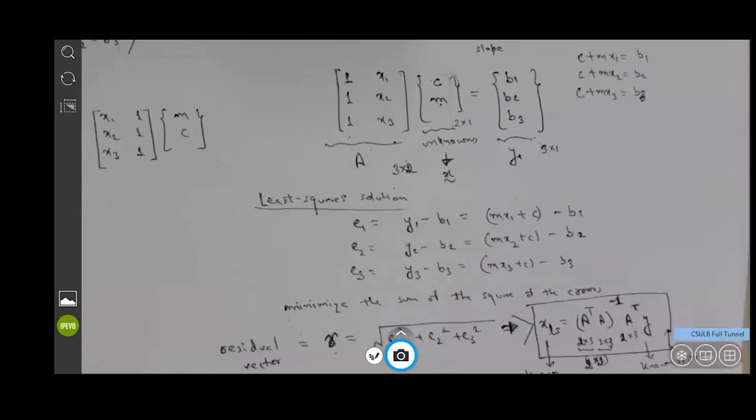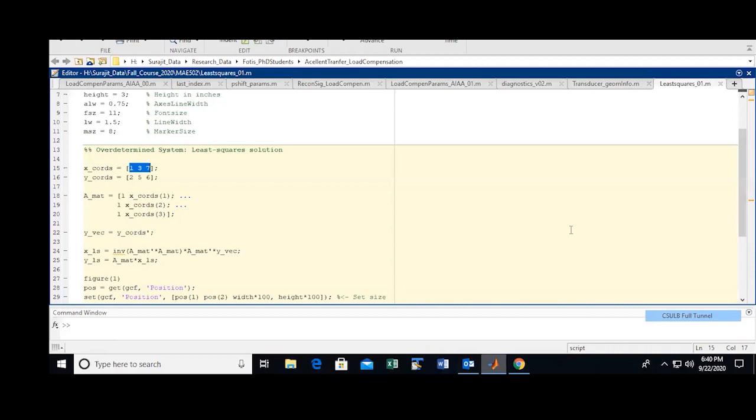Okay, so I got my connection back. I have another question. Go ahead. Does this apply when the number of equations is more than the unknowns? But if the unknowns are more than the number of equations, can we use this? We can not use this formulation.